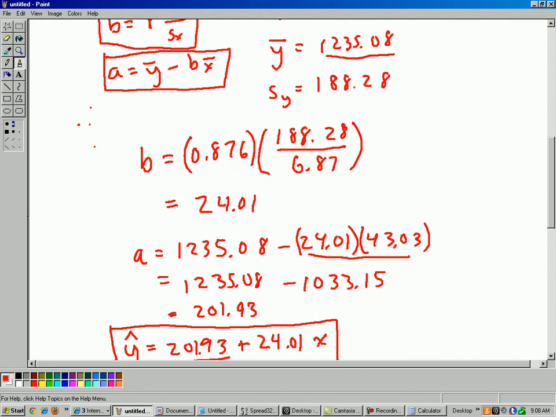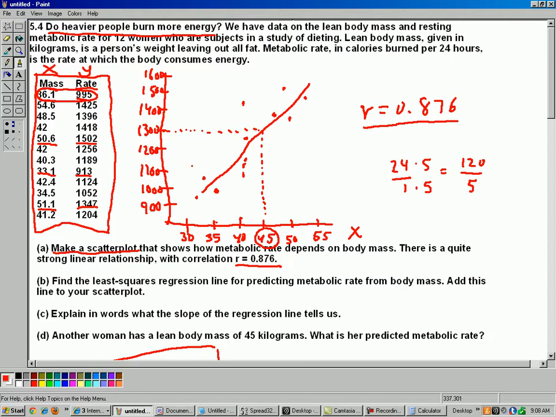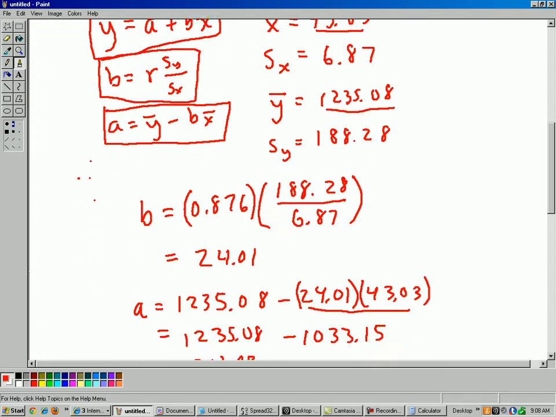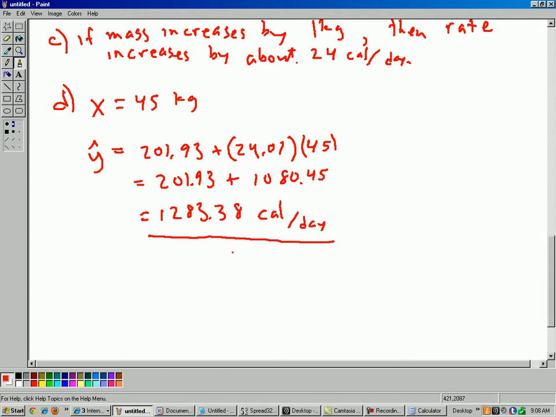And back on the graph, we could see visually around 45 kilograms, we would predict around a 1,300 rate, and the calculated rate is pretty close to 1,300. So the graph matches up with what this is. Now keep in mind, this is only a prediction. The actual metabolic rate of this person, we're not going to know unless we actually take the measurement. But we can be fairly sure that her metabolic rate will be close to this number right here.